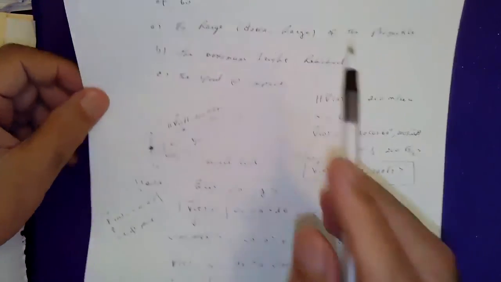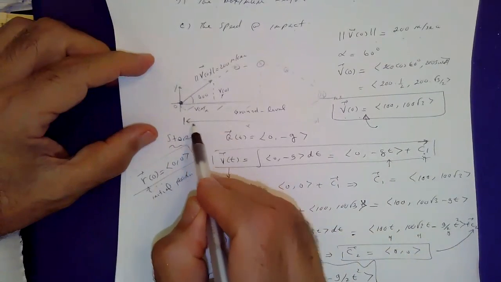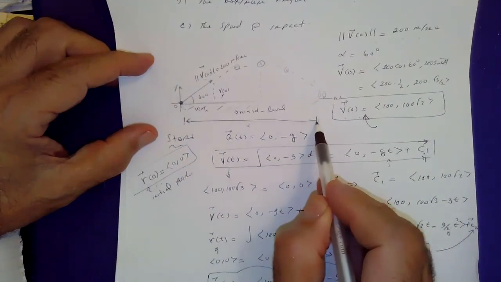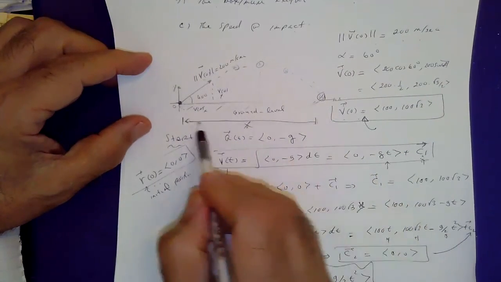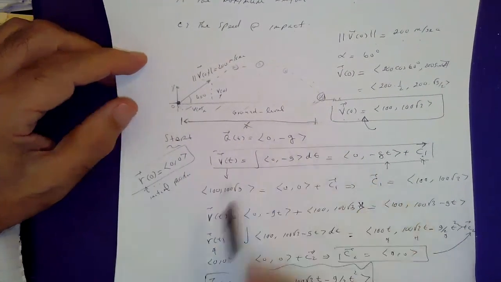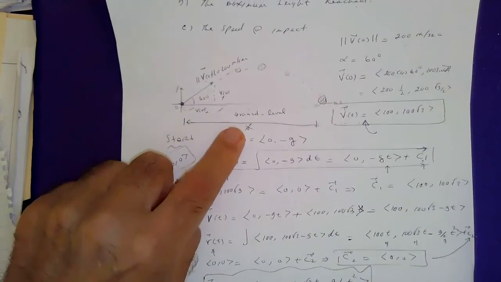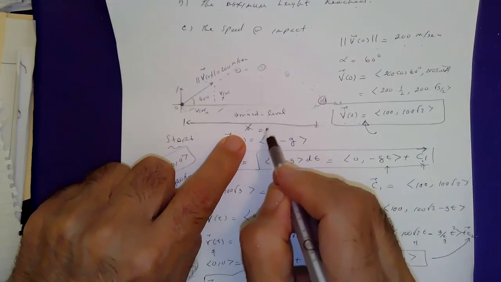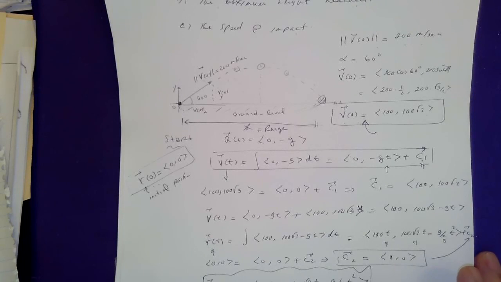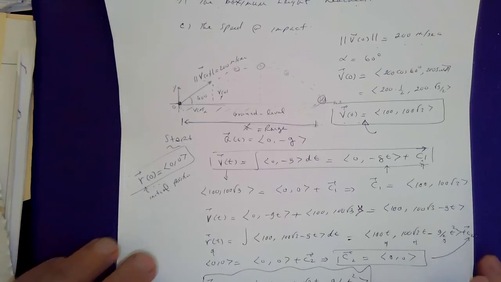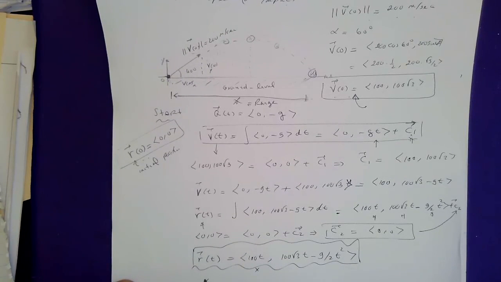What is the range? The range is how far the mass has traveled horizontally until it hits the ground, correct? So this x component right here is what? The x component of the position is the range. So this is downrange, or just simply range. So I'd like to find the range. So what would I do? Well, to find the range, I know the x component of the position function is 100t, correct?